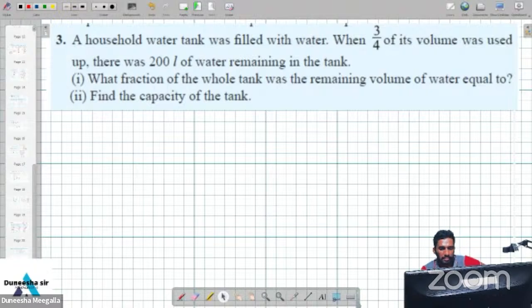Then can you understand what is the question? A household tank was filled with water. Then when 3/4 of its volume was used up, how much was used? 3/4. Then there was 200 liters of water remaining in the tank. How much the fraction of remaining? Can you tell me? Then 3/4 is used. How much now? How much is remaining? How much fraction there in the tank? How much?